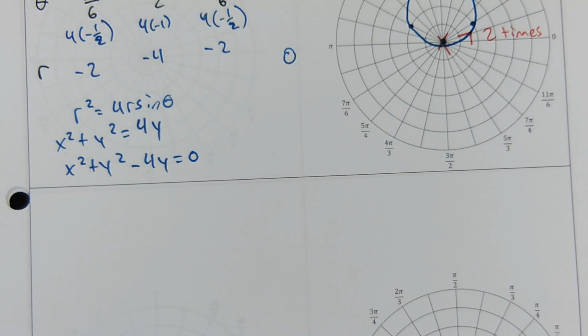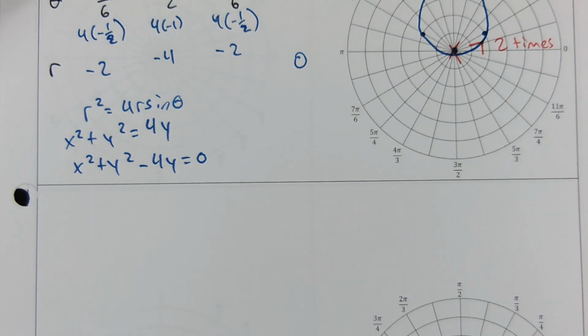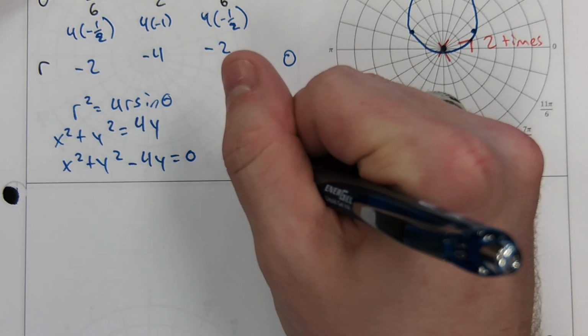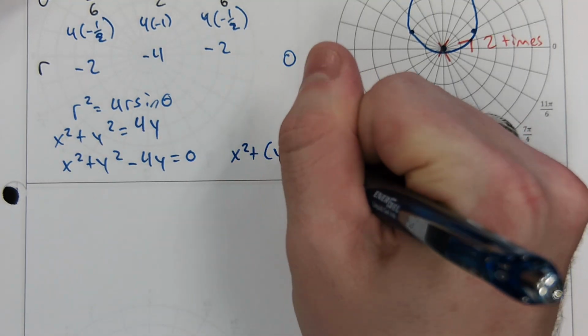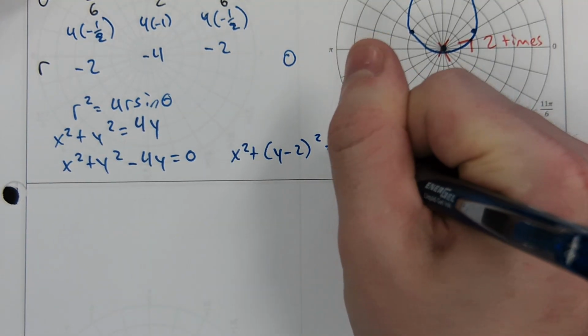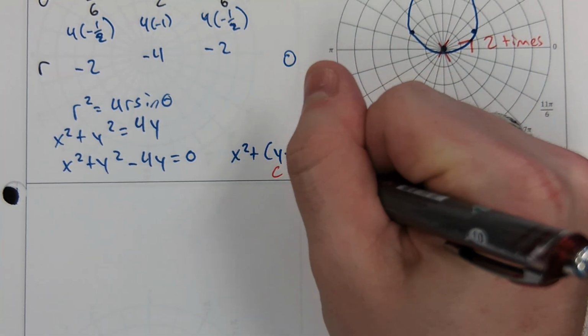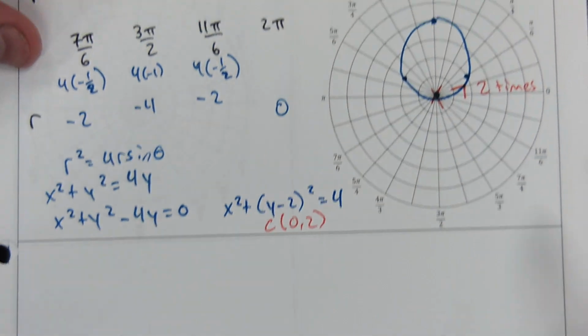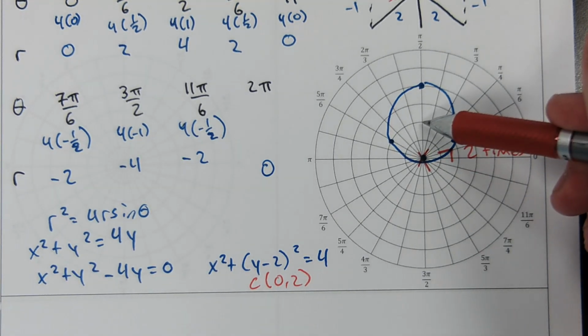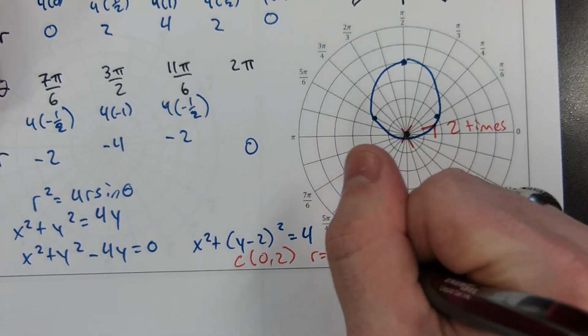And then technically you would need to finish up by completing the square. And what you would get when you complete the square is this: x squared plus y minus 2 quantity squared equals 4. That is the circle if you were in rectangular coordinates, which doesn't make any sense in polar coordinates. But if you were in rectangular coordinates, that would be a circle with its center at 0, 2, which would have been right there, with a radius of 2.